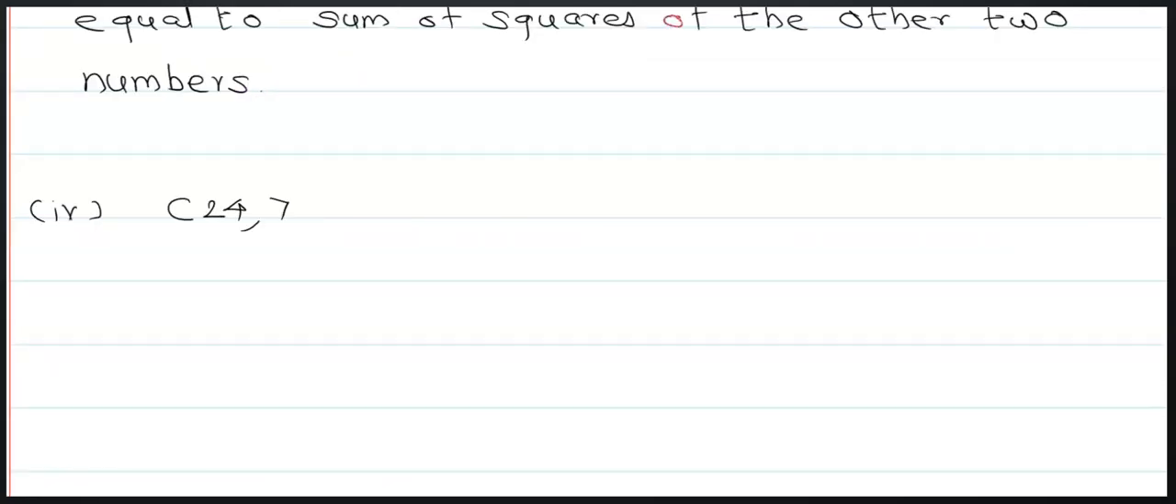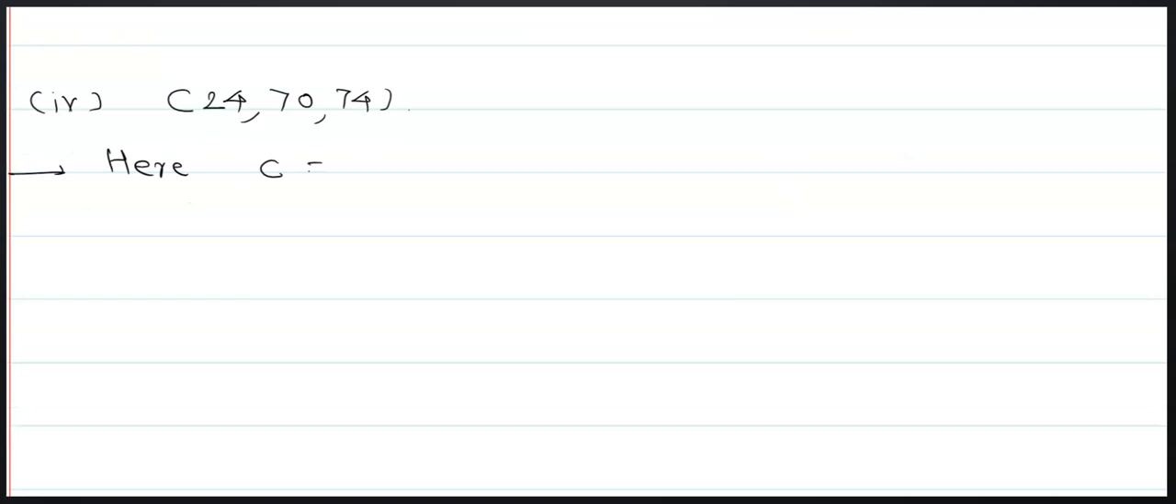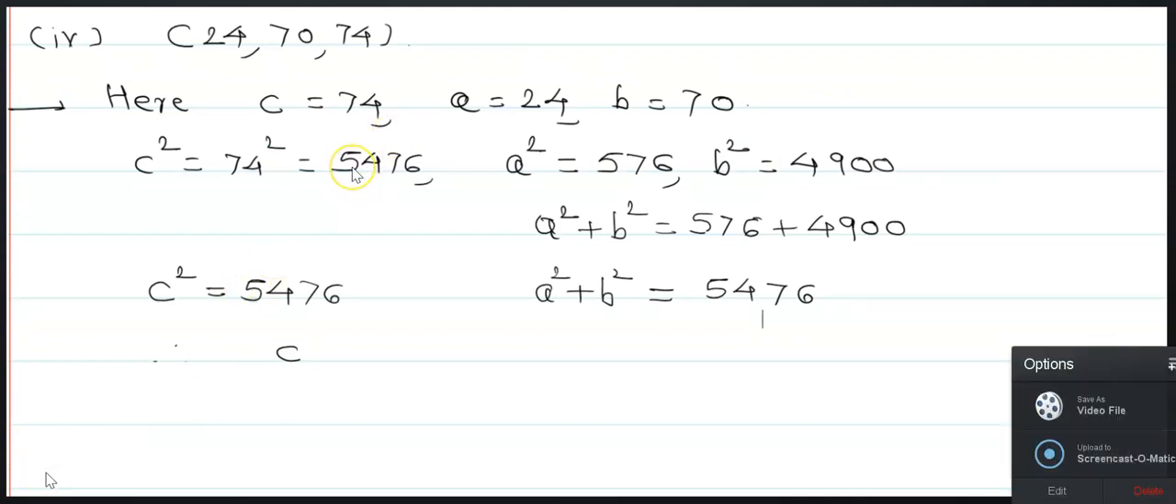Now next is, these are the simple questions. 24, 70, 74. C is equal to 74, A is equal to 24, B is 70. C square, that is 74 square, which is 5476. A square is 24 square, that is 576. B square is equal to 4900. A square plus B square, that is 576 plus 4900, which is equal to 5476. That is, C square is equal to A square plus B square.